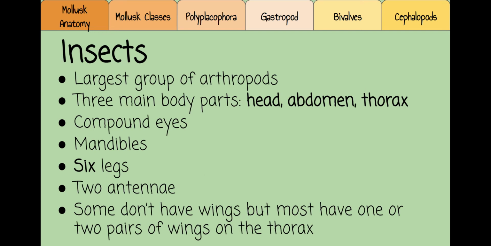Insects. The largest group of arthropods. They have 3 main body parts, the head, the abdomen, and the thorax. They have compound eyes, mandibles, 6 legs, 2 antennae. Some don't have wings, but most have 1 or even 2 pairs of wings on the thorax.